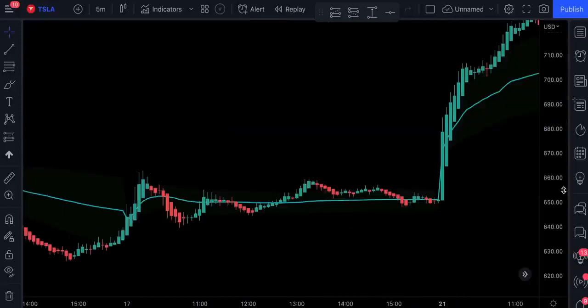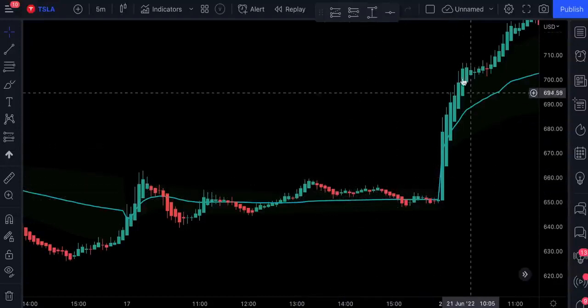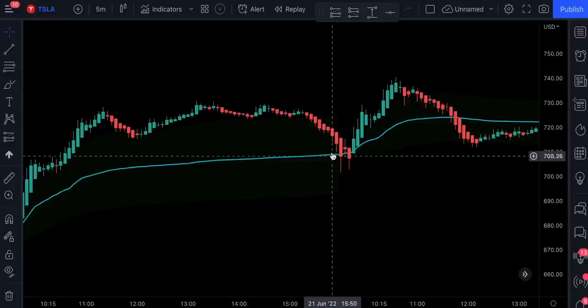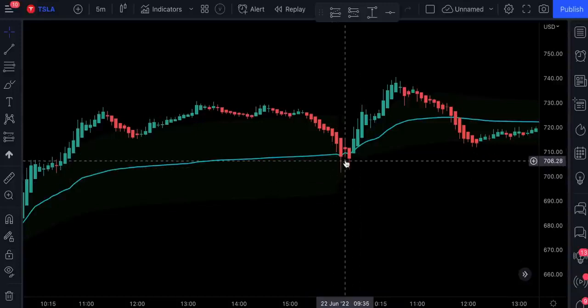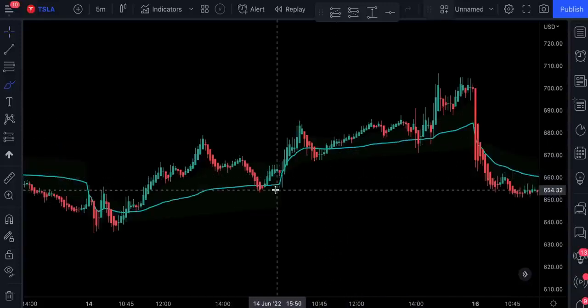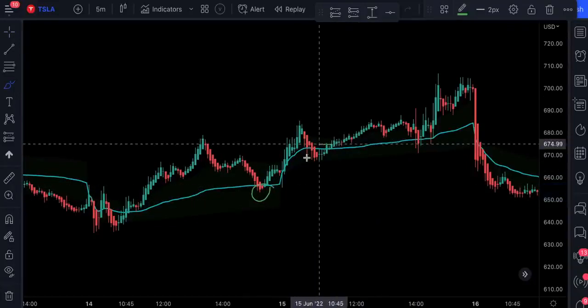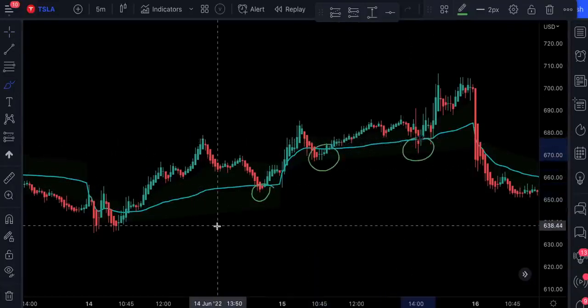Here's another example. We see the price found a support at the VWAP, it bounced off quite a few times, and then a massive increase in price happened. The same thing here, the price gets closer to the VWAP and then it bounces off. And this happens over and over again. Obviously, we cannot be using this indicator on its own because it issues quite a few false signals.